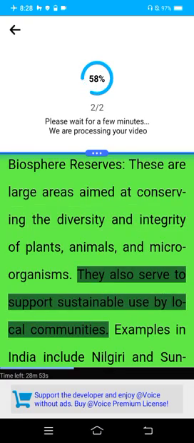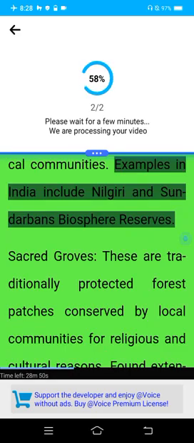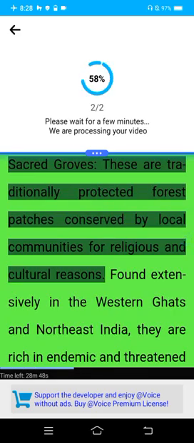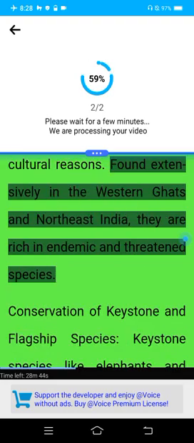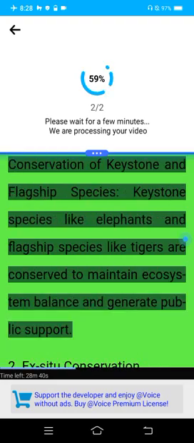They also serve to support sustainable use by local communities. Examples in India include Nilgiri and Sundarbans biosphere reserves. Sacred groves. These are traditionally protected forest patches conserved by local communities for religious and cultural reasons. Found extensively in the Western Ghats and Northeast India, they are rich in endemic and threatened species. Conservation of keystone and flagship species. Keystone species like elephants and flagship species like tigers are conserved to maintain ecosystem balance and generate public support.